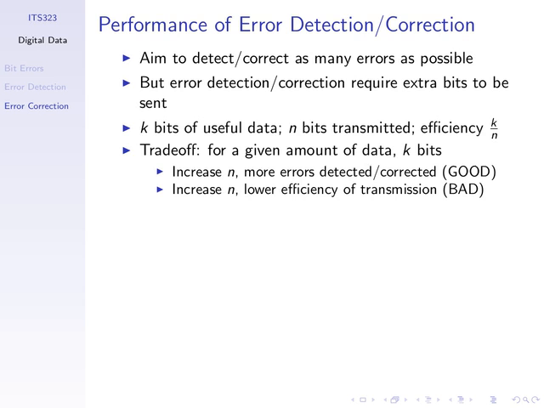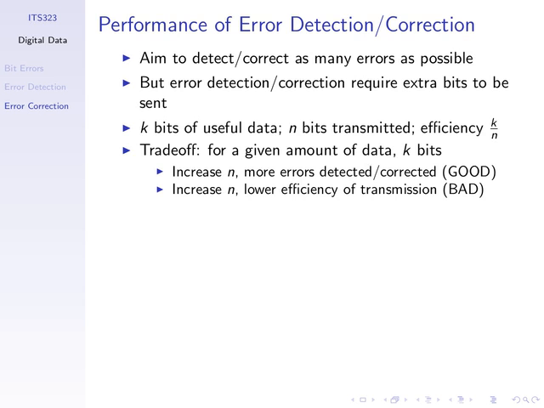We have k useful bits of real data, but we transmit n bits. So in general, we can say the efficiency is k divided by n. Recalling our 1-bit parity check, we had 7 bits of real data and 1 bit of parity, so 8 bits in total. For every 7 bits of real data, we transmitted 8 bits. So our efficiency was 7/8.